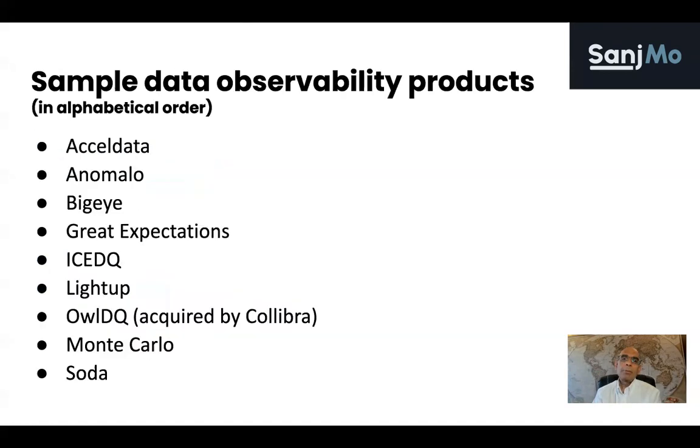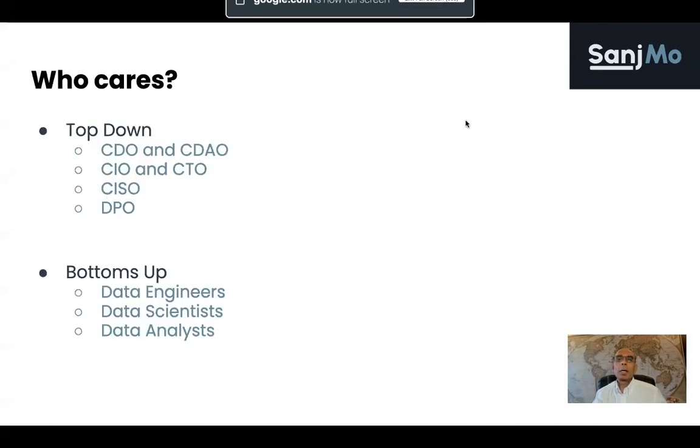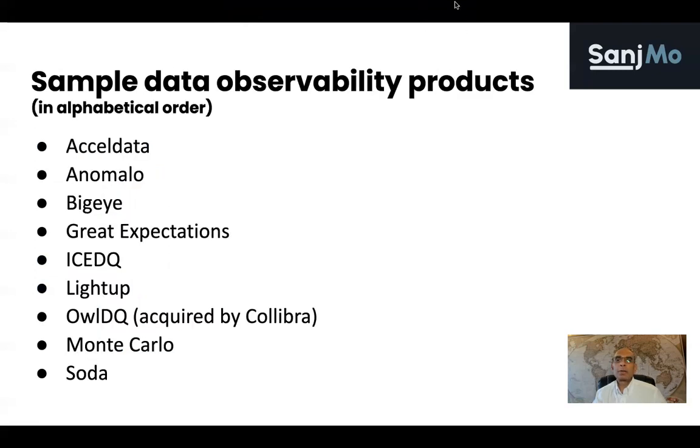So we want to end with this last slide. I have listed a few products here in alphabetical order. These are the products that you're hearing about quite a bit these days. All these products are very much in use these days. The only one that has been acquired and is no longer on the market is OwlDQ, which Collibra acquired earlier this year. And in a future episode, we will go deeper into the space and talk about the pros and cons of these products.